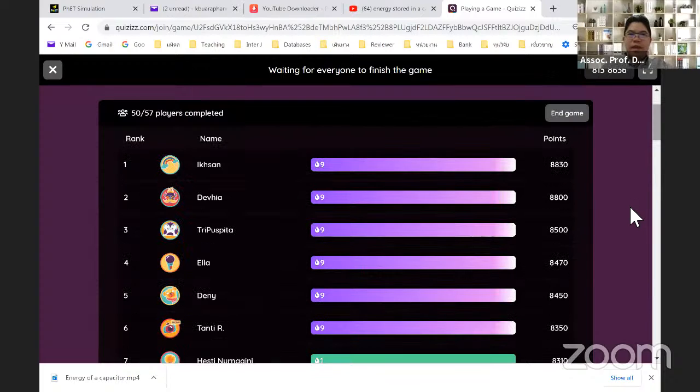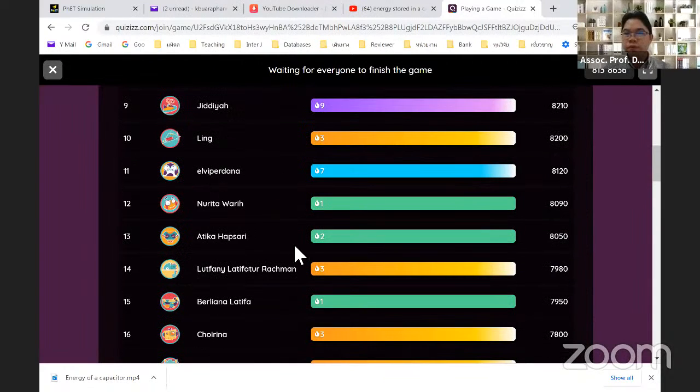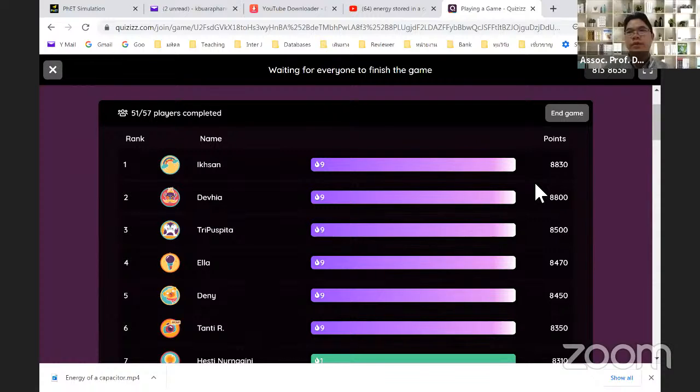A pretty high score means that you have the correct understanding about how to connect subcapacitors in series and calculate the total capacitance. And you see that 13 of you got more than 8,000 score. That's quite high for me. Thanks so much. You are good students. Excellent.